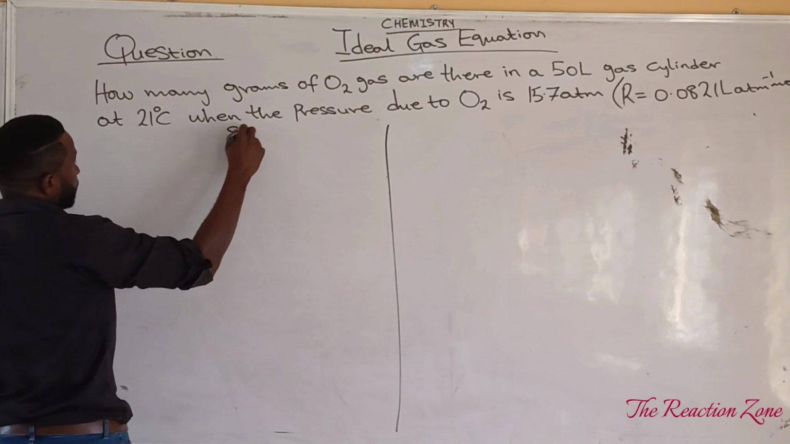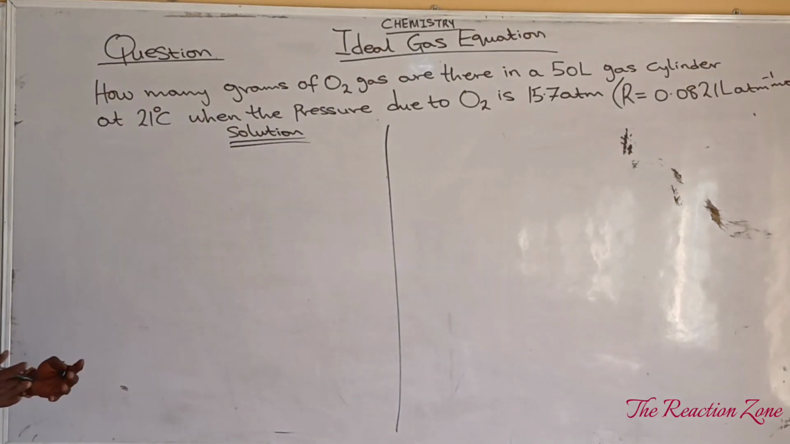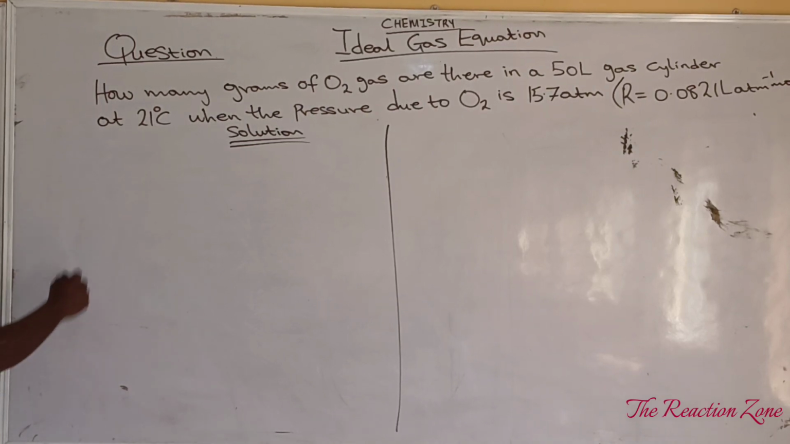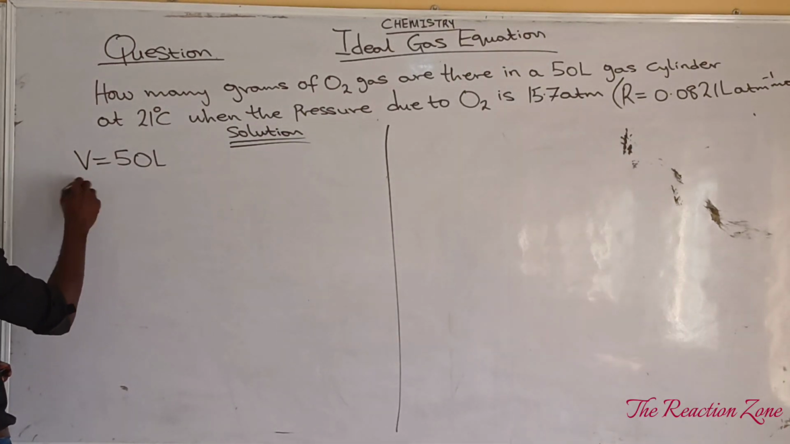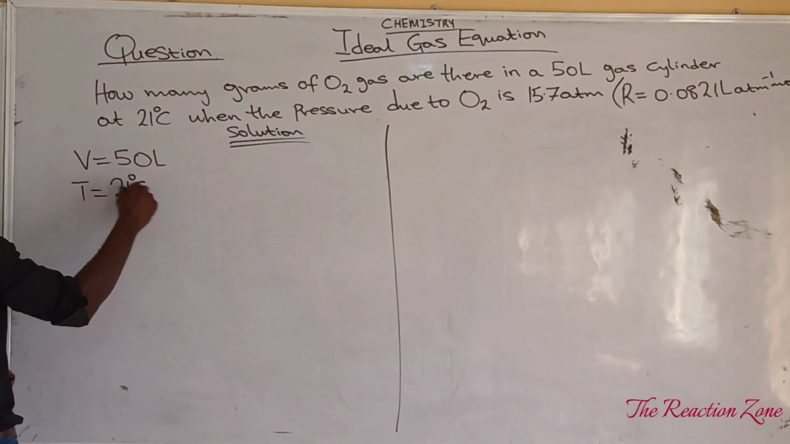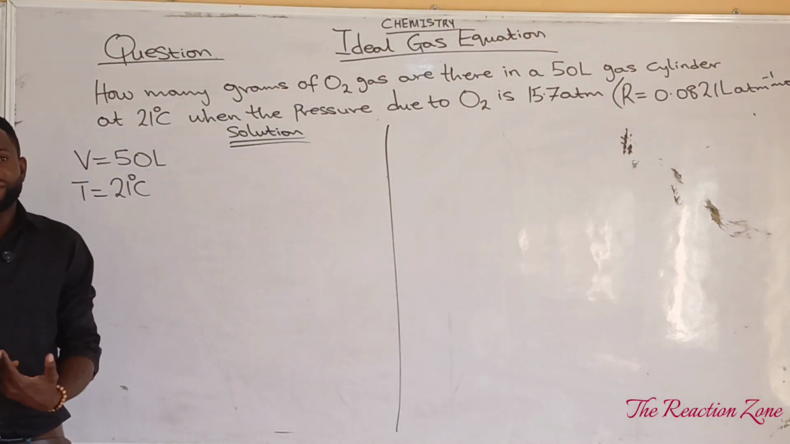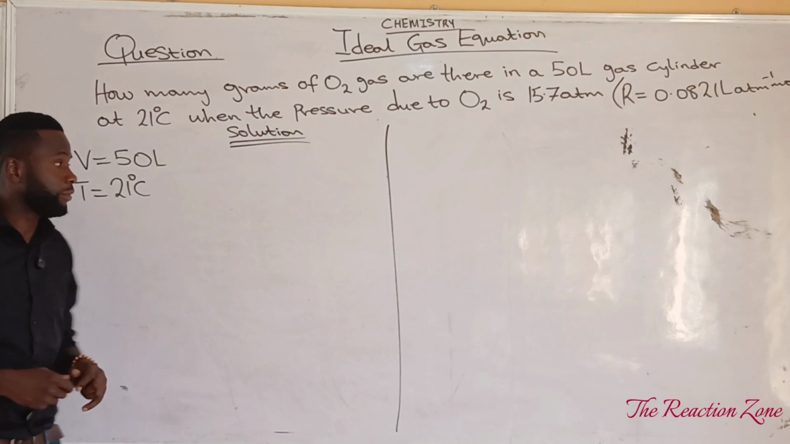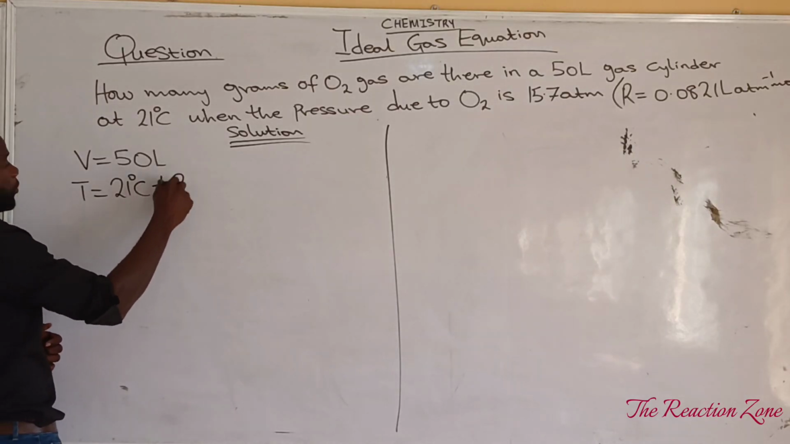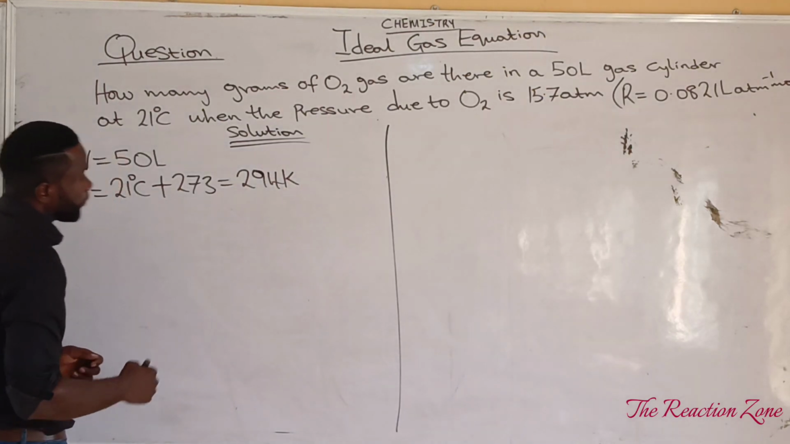To solve this question, we need to first of all itemize the parameters we're given in the question and then determine what we have to find. The volume is 50 liters. Temperature is 21 degrees Celsius. Now, to use temperature in a question that involves the ideal gas equation, the unit of temperature must be in Kelvin. So we have to convert this to Kelvin by adding 273, and this will give us 294 Kelvin.